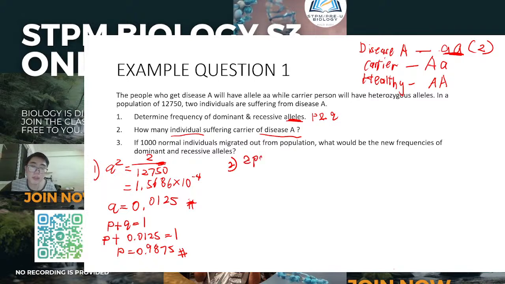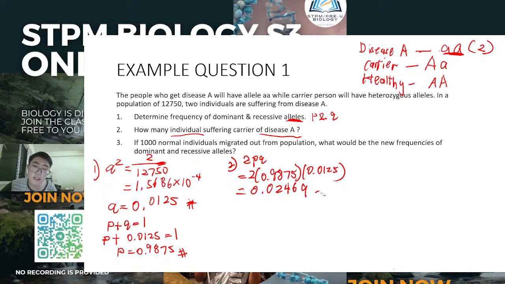You already know P and Q, so directly 2 times P, which is 0.9875, times Q, which is 0.0125. Use your calculator, type it in: 2 times 0.9875 times 0.0125, and you will get the answer 0.02469.